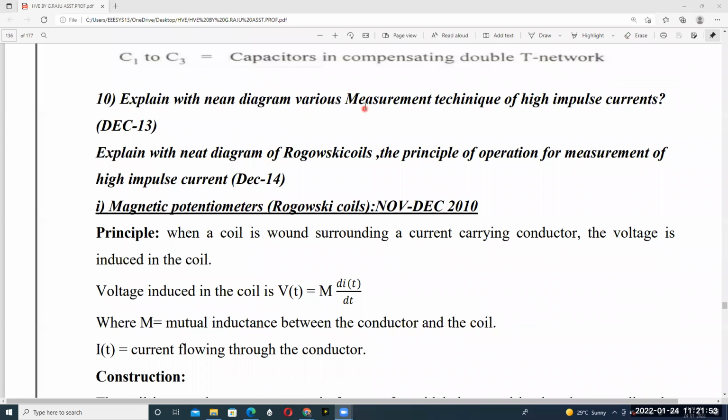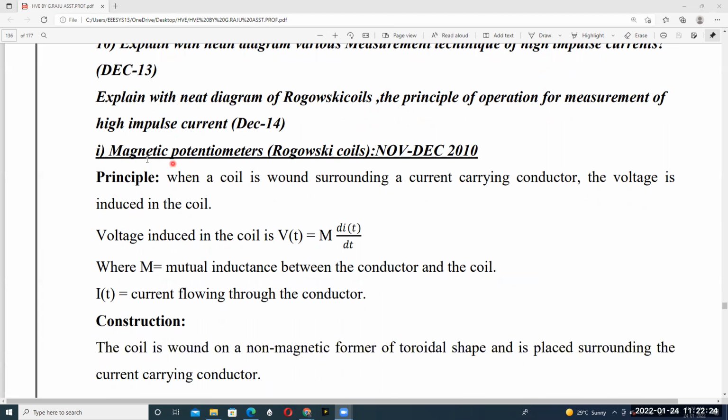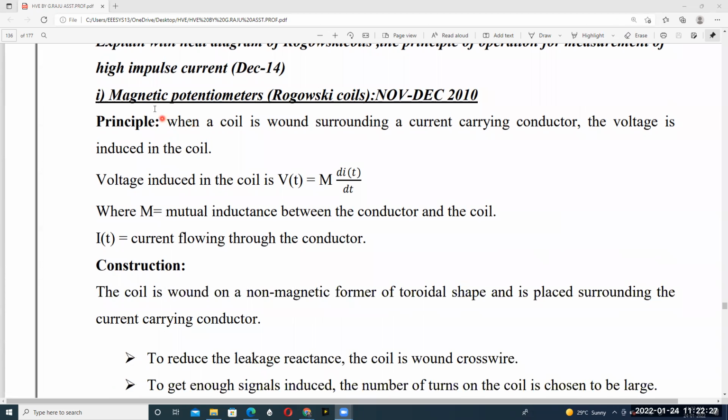So the next concept is the measurement technique for high impulse currents, and also the Rogowski coil and its principle of operation for measuring impulse current. We are now concentrating on the Rogowski coil for measurement of high impulse current. By using this Rogowski coil, you can measure very high values of impulse current.